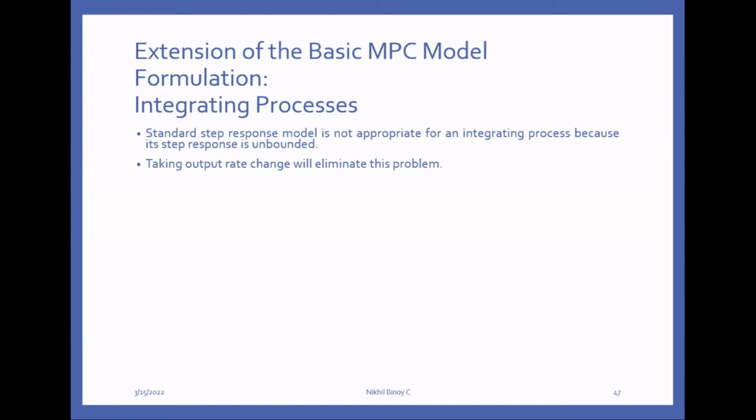So taking the output difference will eliminate this problem. What we have to do, instead of considering the actual output, is take the differentiation of that output because it is integrating. So take its differentiation, delta y of k in the discrete version. In the continuous version, instead of taking y of t, take dy of t by dt. So by taking delta y of k instead of y of k, we can avoid this problem. Delta y of k plus 1 is equal to y of k plus 1 minus y of k.